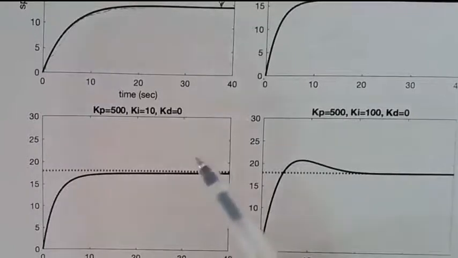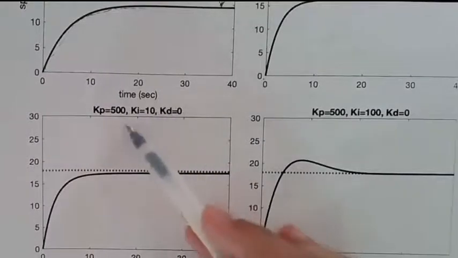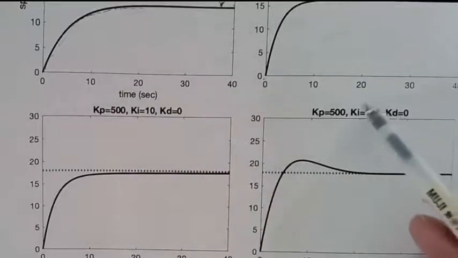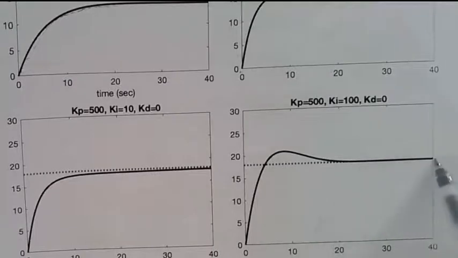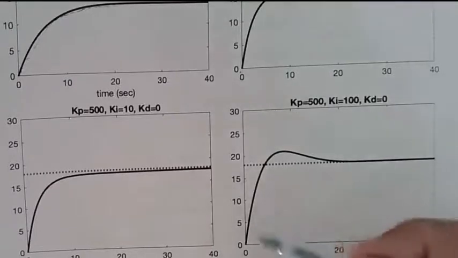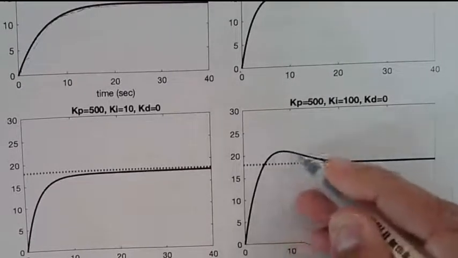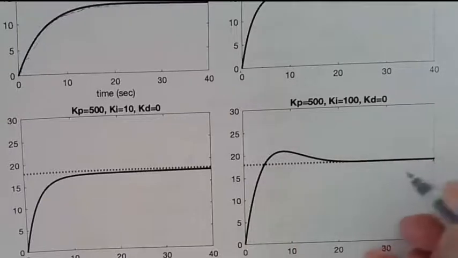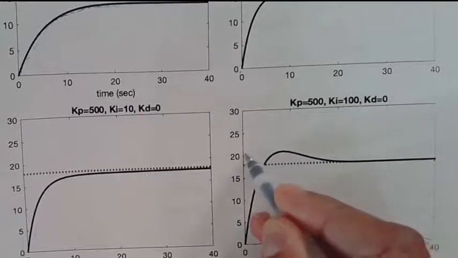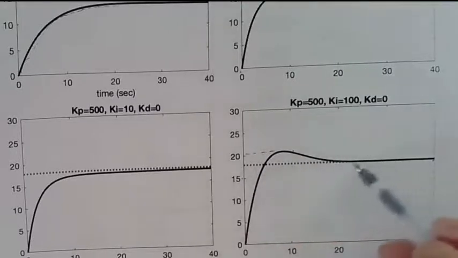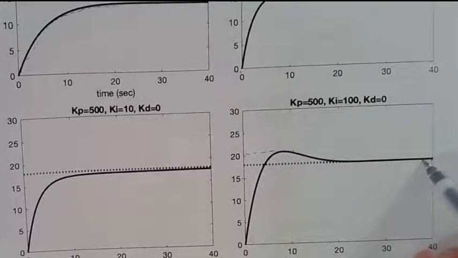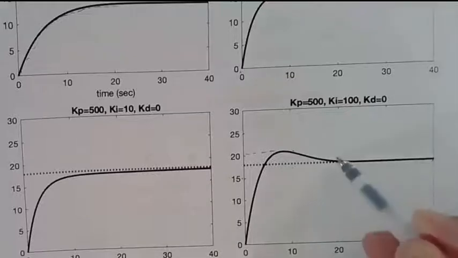Here I had Ki was 10. If I now increase it to 100, I can get the error to 0, pretty much. But I pay for it. I get an overshoot. Okay, and now you're in the range of, well, what do you want? Do you want an overshoot, but then achieve your objective pretty soon?